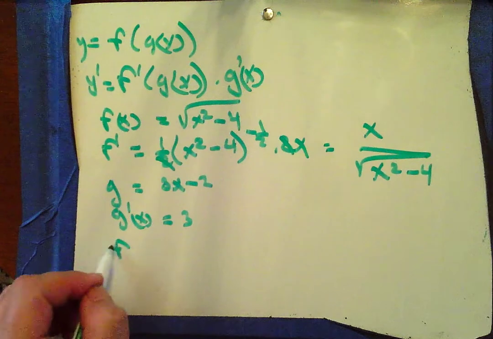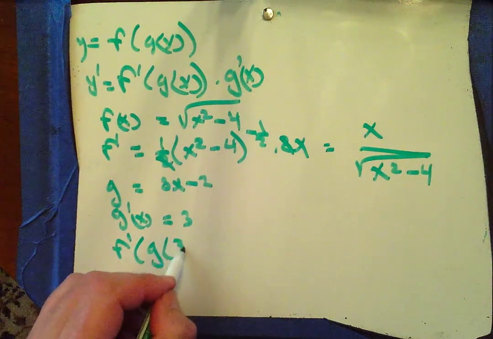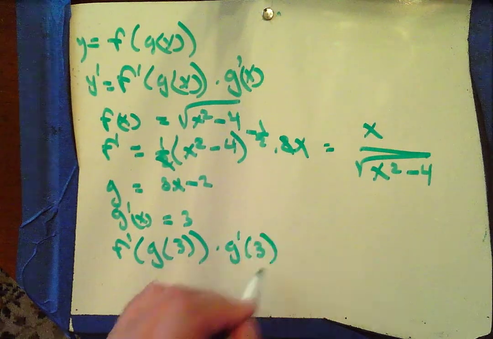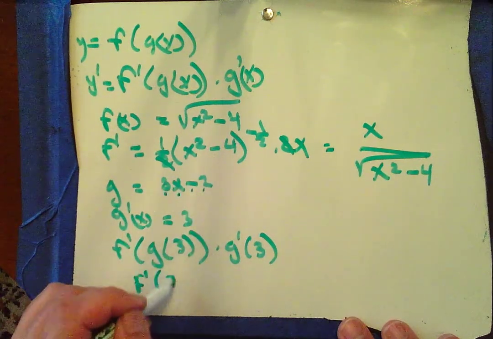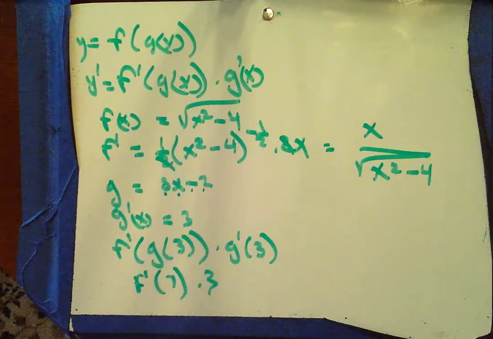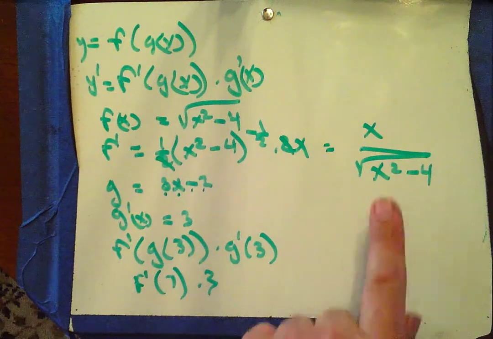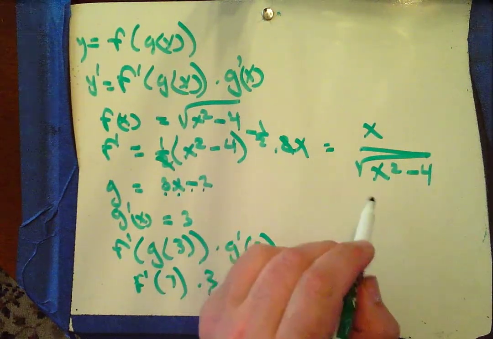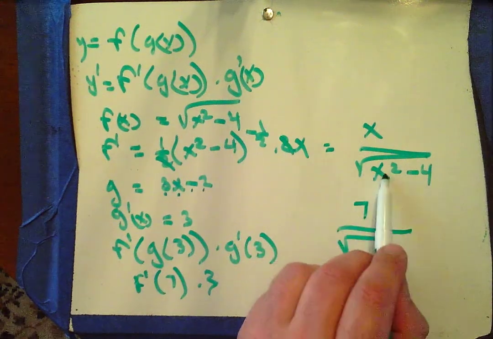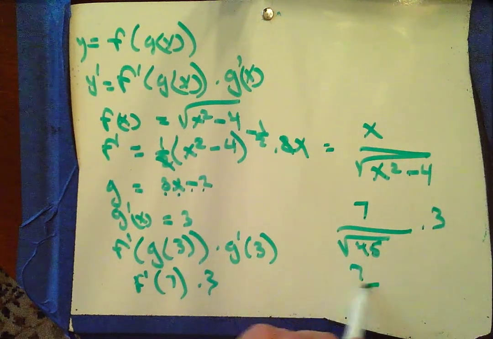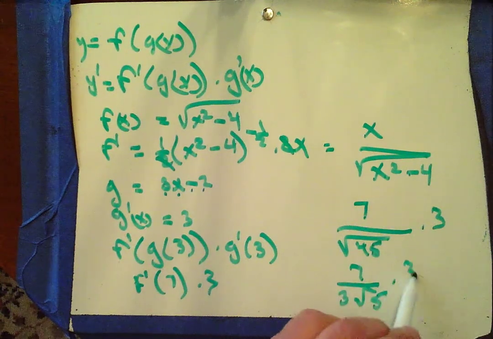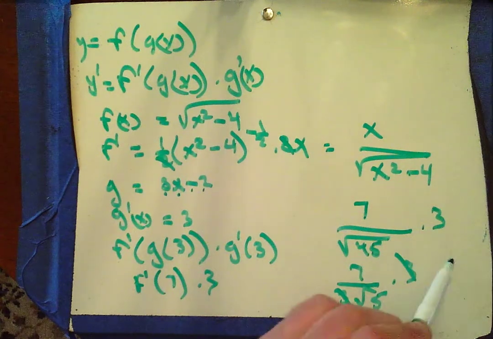Now I want f prime of g of 3 times g prime of 3. G of 3. 3 times 3 is 9. 9 minus 2 is 7. That's f prime of 7 times g prime of 3, which is 3. Well, all the work I had done before must be correct, but it must be finding f prime of 7 that I made a mistake. So let's see what happens here. 7 over square root of 49 minus 4, which is 45, times that 3. And then this is 7 over 3 root 5 times 3. The 3's cancel. We get 7 over root 5, which is choice A. A for number 14. 15 comes later. Here's 16 first.